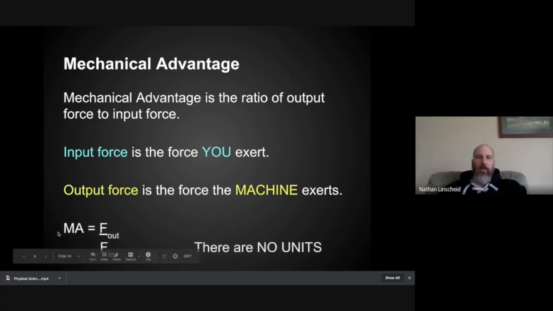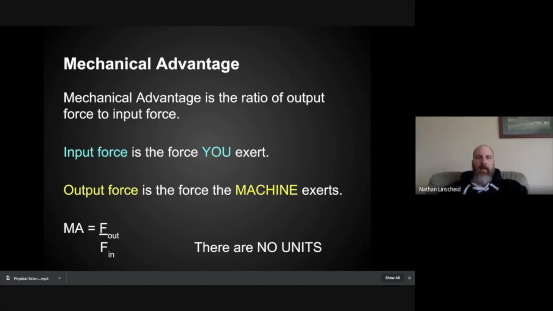And the equation for mechanical advantage, MA, is the force out divided by the force in. And there are no units. This is just a ratio. Force out is measured in newtons, force in is measured in newtons. Newton divided by Newton is 1, so the units cancel out. So for example, I could have a mechanical advantage of 5, or 0.5 or 1, or any number you think of, but there won't be any units.